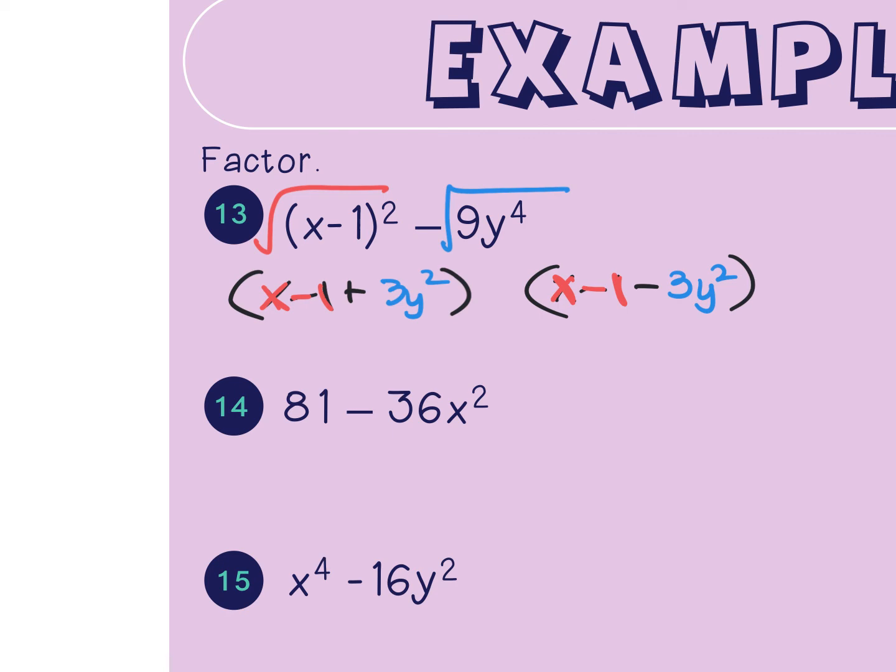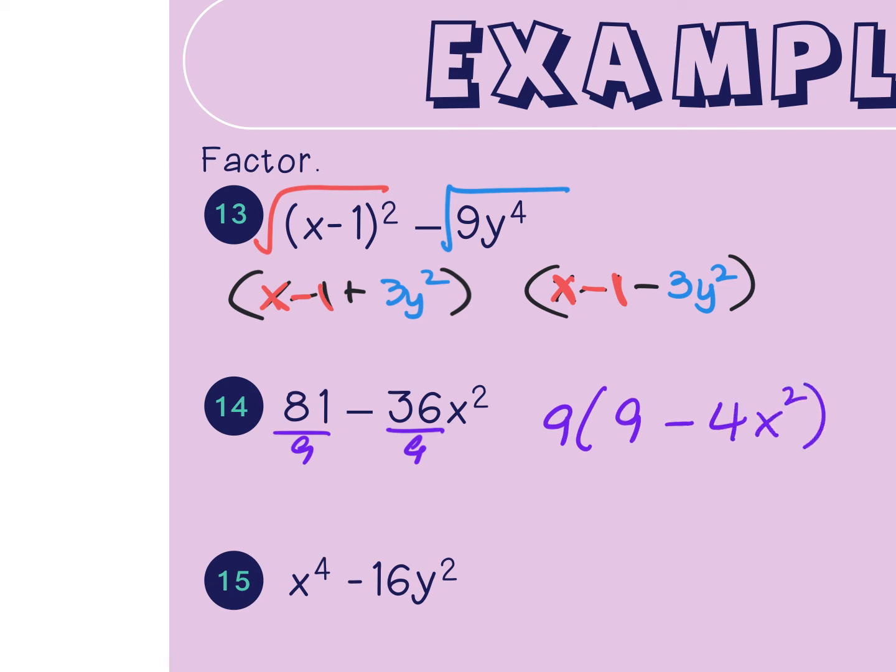Now the next one, number 14, at first glance you may say, oh, those are both perfect squares, I'm just going to square root them. But if you forget to take out the GCF first, you're going to get it wrong. They both have a GCF of 9. GCF here is 9. So I'm going to divide this by 9. And then what's left, 81 divided by 9 is 9. 36x squared divided by 9 is 4x squared.